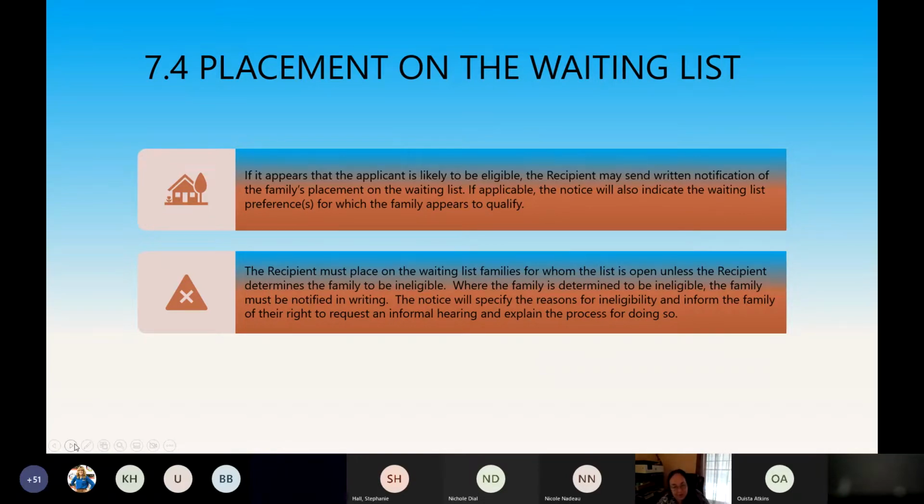So placement on the waiting list: if it appears that they're likely to be eligible, you can send a written notification of the family's placement on the waiting list. I don't do that. I did not do that. I wanted to make sure that that whole package was complete before we put them on a waiting list. The notice will indicate the waiting list preferences for which the family appears to qualify. The recipient must place on the waiting list families for whom the list is open unless the recipient determines the family to be ineligible. Where the family is determined to be ineligible, the family must be notified in writing.